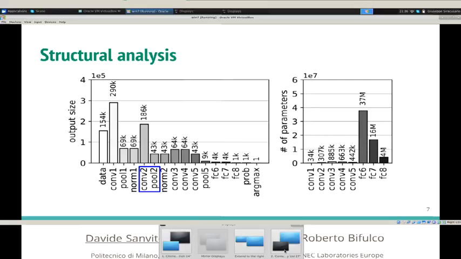In the second picture, we analyzed the number of parameters, so the number of weights used by the different layers. We can see an opposite trend here, because in the first part, the number of parameters is much lower compared to the second part. The very high number of parameters of the fully connected layers is due to the very dense pattern of the interconnections.